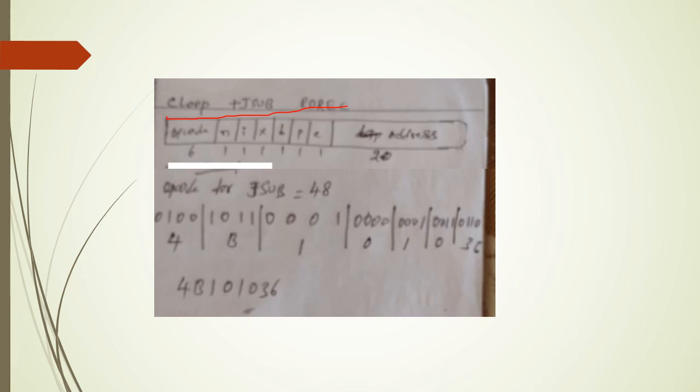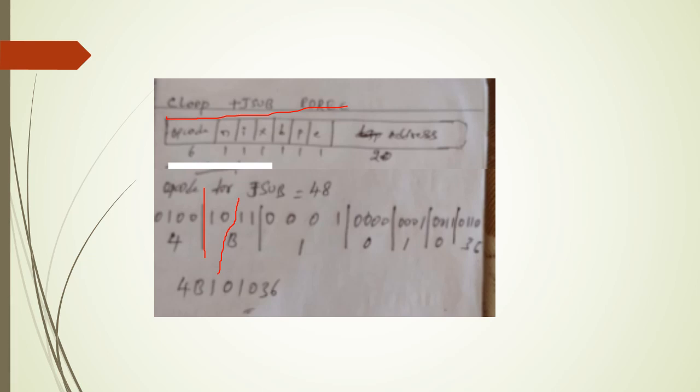The opcode for JSUB is 48. Write down the binary representation of 48: 0100 is 4, then 8 is 1000. Up to this it is the opcode. Then after the opcode comes NIXBPE. Look at the operand field. It is neither immediate nor indirect, so therefore the n and i values are 1. Then it is not indexing, so x is 0.